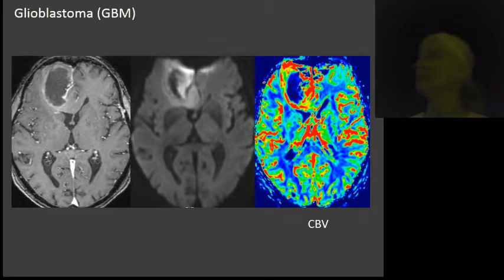like this one. This is a necrotic GBM. You see the red parts with increased perfusion at the periphery are much brighter, much bigger, much more extensive. So this is a necrotic tumor.